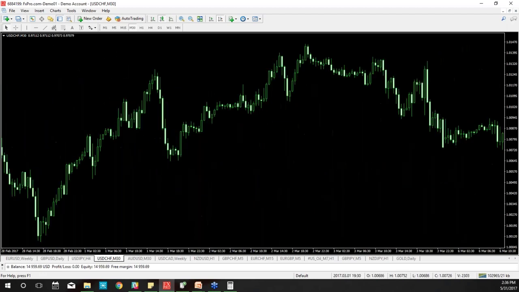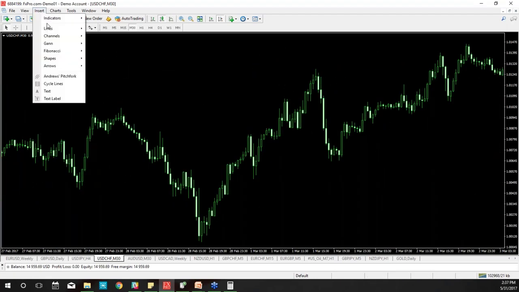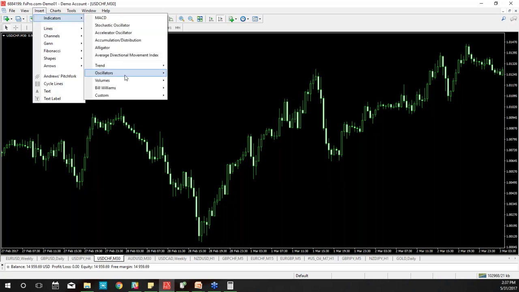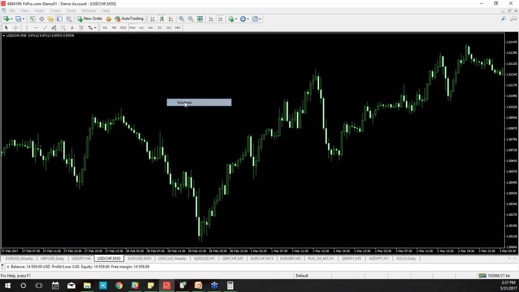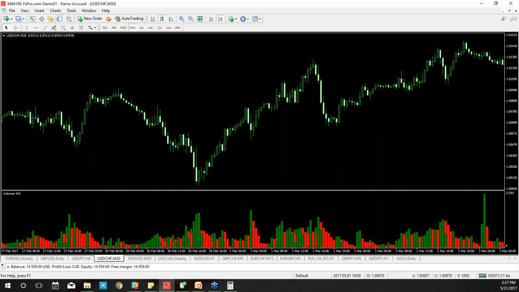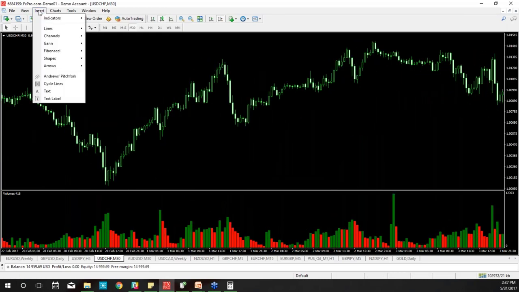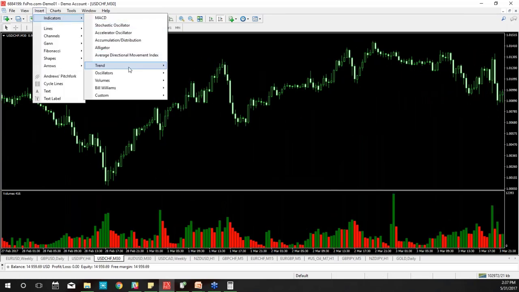Now I will add some indicators on the chart. For example, I'm going to add a volume indicator at the bottom of the chart. Here it is. Simply going to insert indicators.